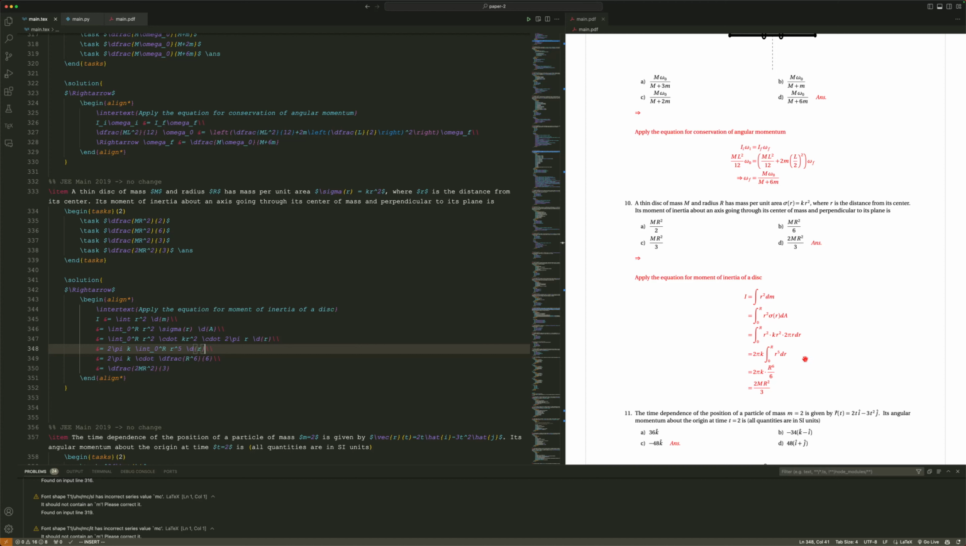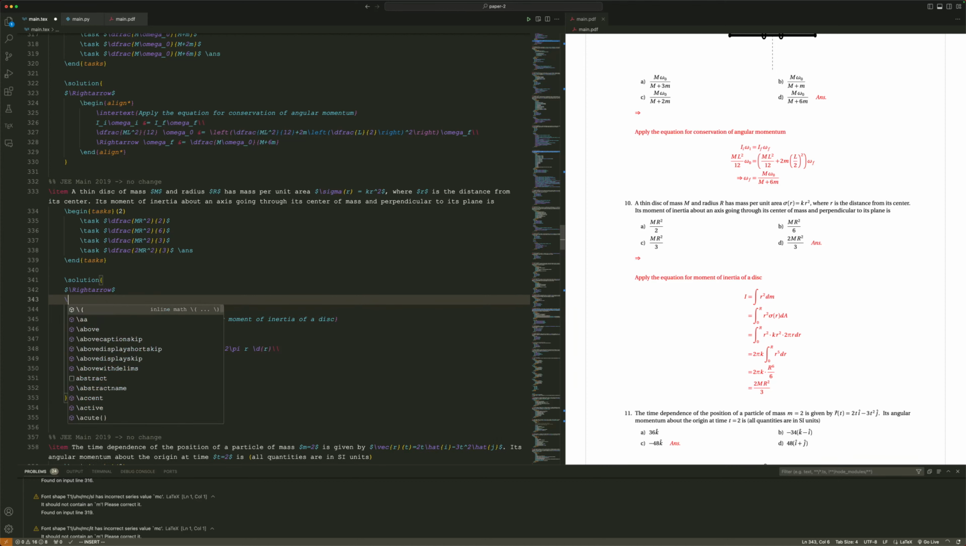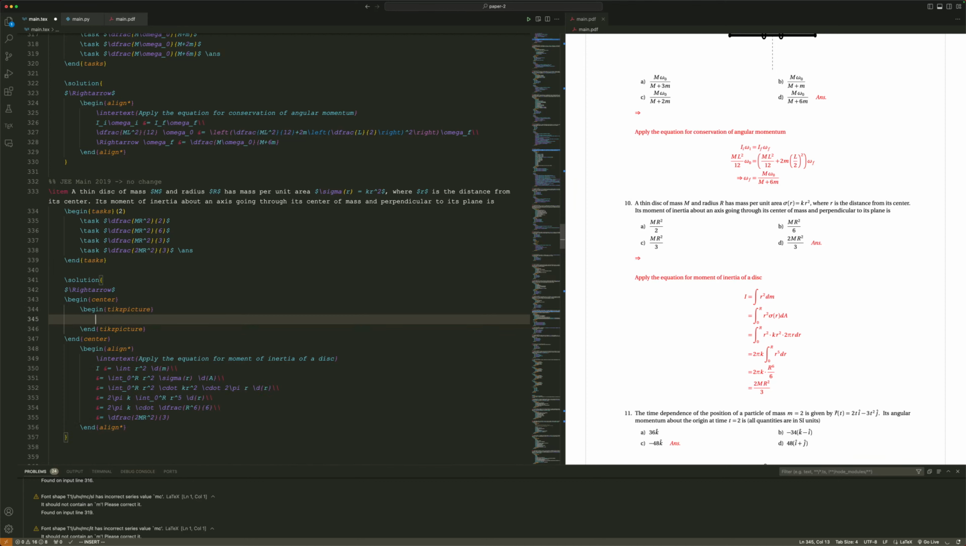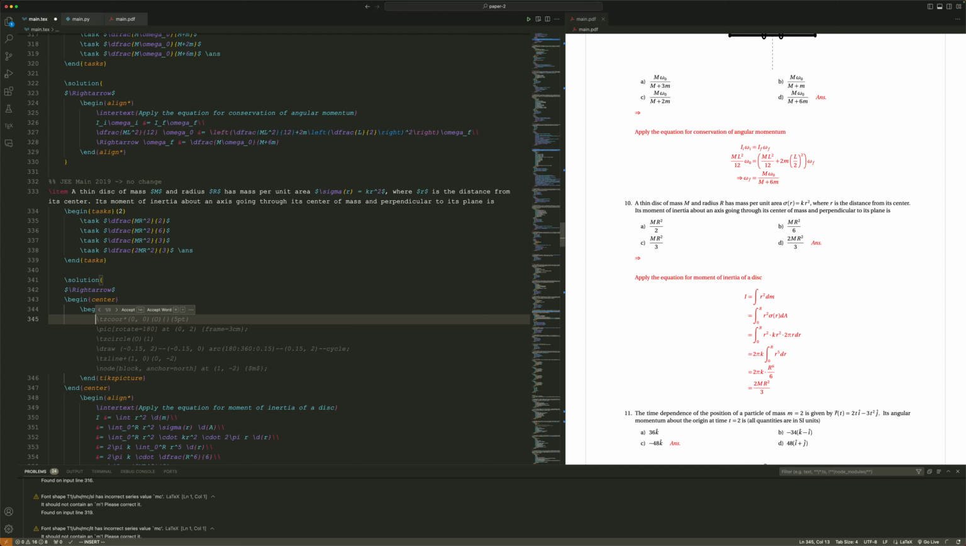So this is the disk, but we want a ring. Firstly, we have to assume a ring as a differential element on the disk, and I think we needed a diagram here. I'm just explaining, and it's not very clear without a diagram. So let's continue with the diagram. Begin center and begin tikzpicture, yes.